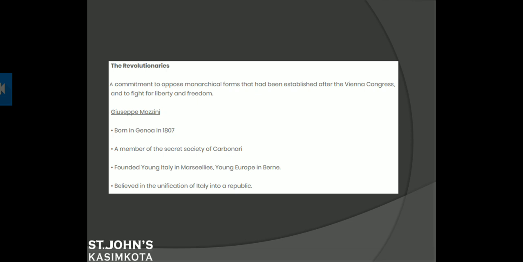So the revolutionaries made a commitment to oppose monarchical forms that had been established after the Vienna Congress and to fight for liberty and freedom. So we came across Giuseppe Mazzini. He was born in Genoa in 1807. He was a member of the secret society of Carbonari, and founded Young Italy in Marseilles and Young Europe in Bern. He believed in the unification of Italy into a republic.